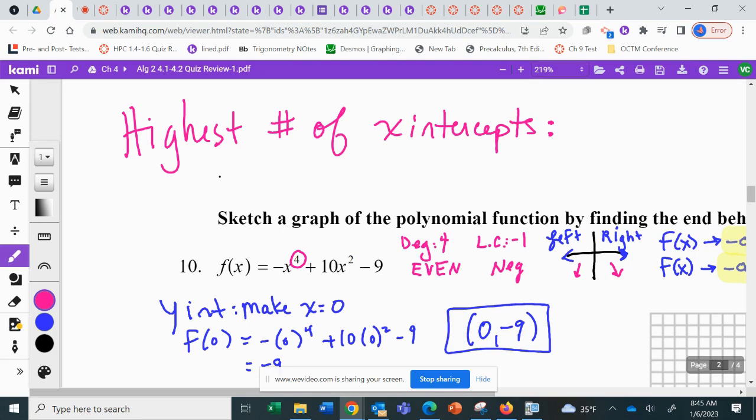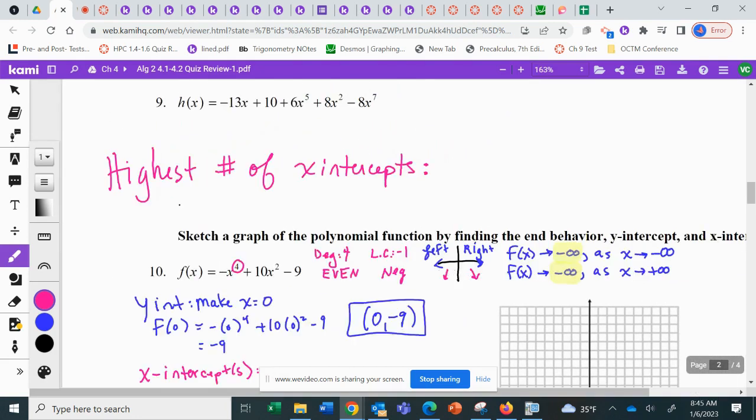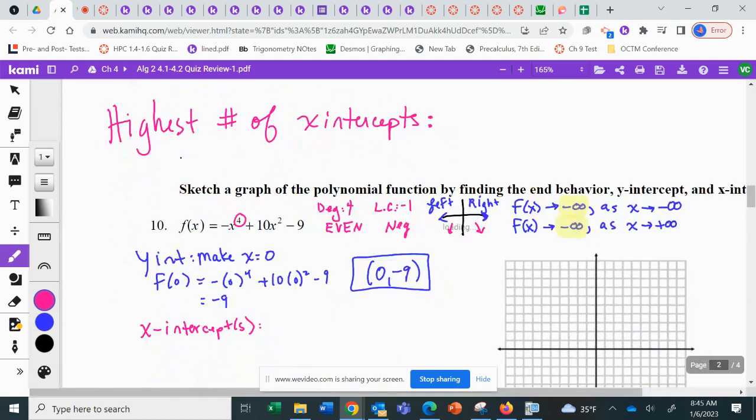Before I fill in the blank there, just think about, for a quadratic, what's the highest number of x-intercepts? Do you have a question, or are you going to say the answer? What's the highest number of x-intercepts for a parabola, for a quadratic? 2. A parabola, yeah, 2.